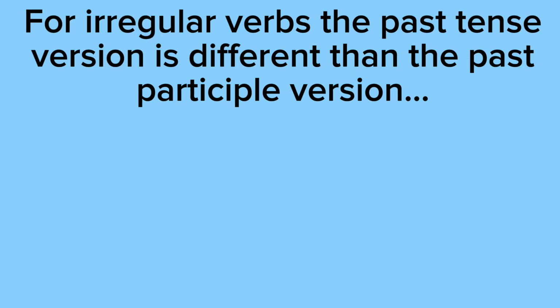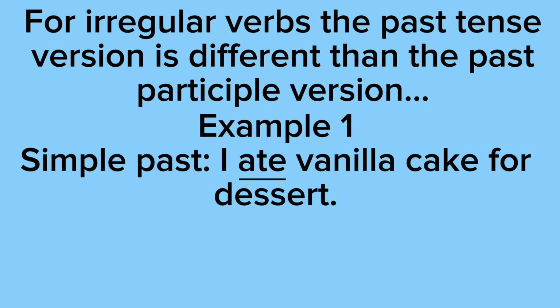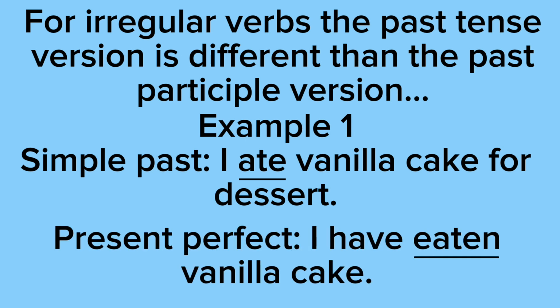For irregular verbs, the past tense version is different than the past participle version. So for example 1, in the simple past, it says, I ate vanilla cake for dessert. And in present perfect, it says, I have eaten vanilla cake. As you can see, the verb goes from ate to eaten. In other words, the past tense version is ate, and the past participle version is eaten. As you can see, the word changes its form.